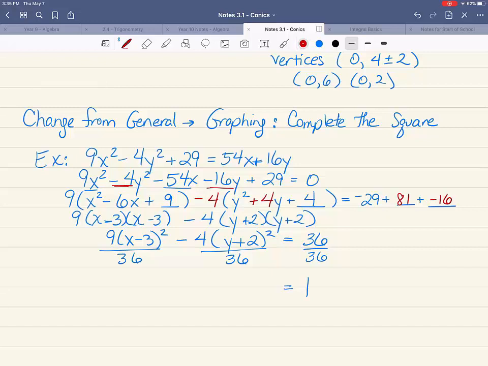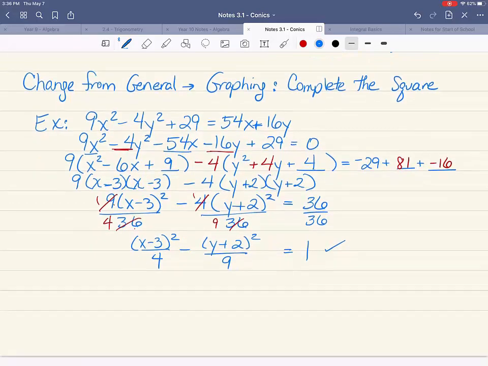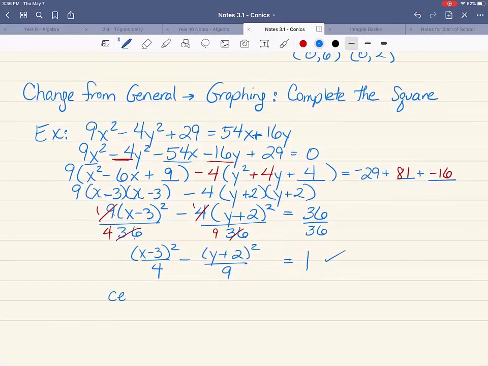Now, the way I like to look at this is 9 and 36 here. That reduces to 1 and 4. So this is going to be x minus 3 squared over 4 minus, do the same thing again, this is 1 and 9. This is y plus 2 squared over 9 equals 1. And now I am in graphing form. Can you tell me the center? It should be 3, -2.